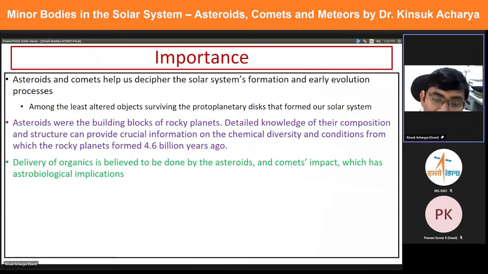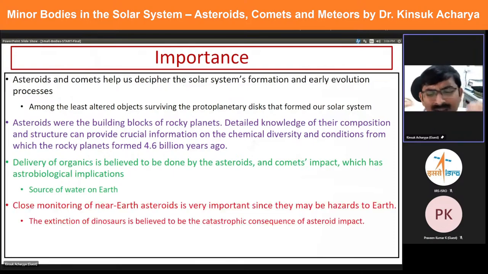So it is believed that in various phases they bombarded planets like Earth with asteroids and comets, and in the process they brought the organics, which are the seed for life, so it has immense astrobiological implications. One very important aspect is that it is believed that the water on the Earth is actually brought by asteroids mostly. Not only that, you also need to study them from the hazard point of view, which I will show in some of the view graphs.